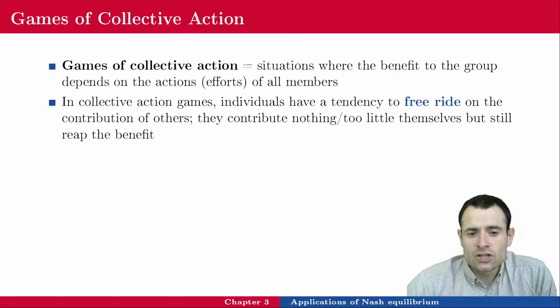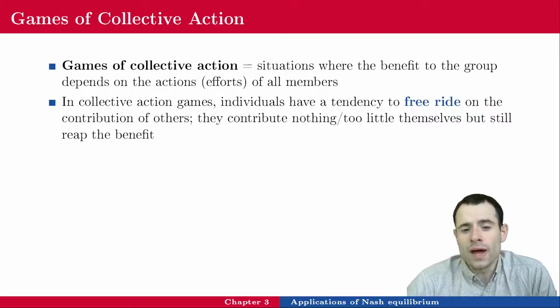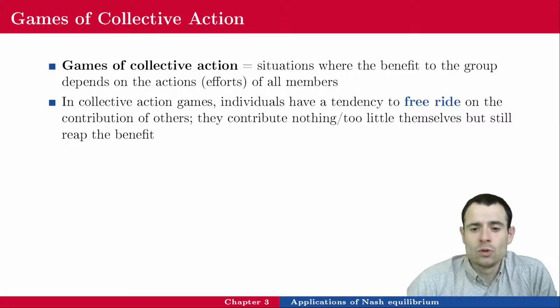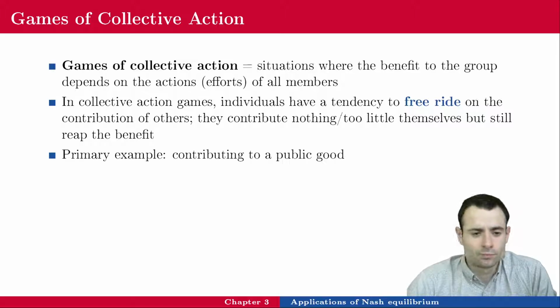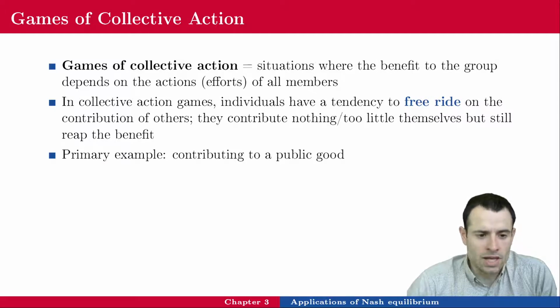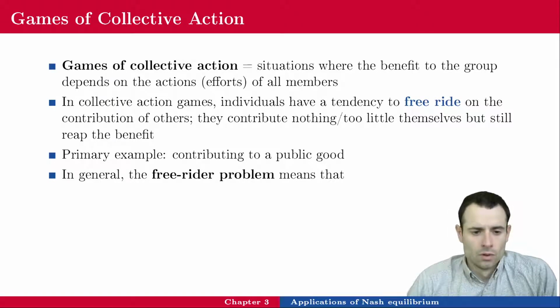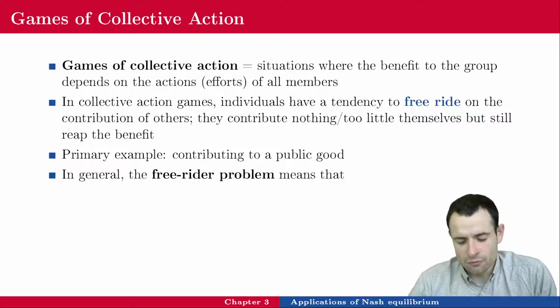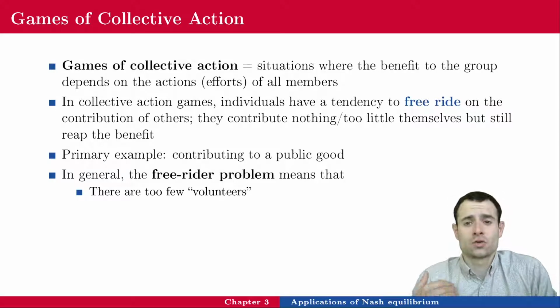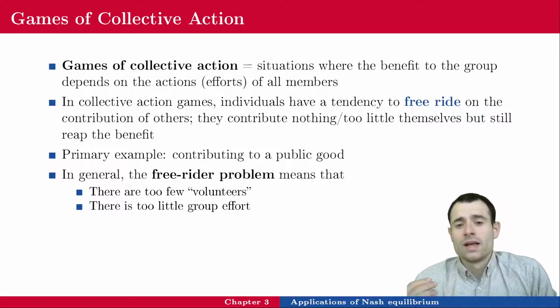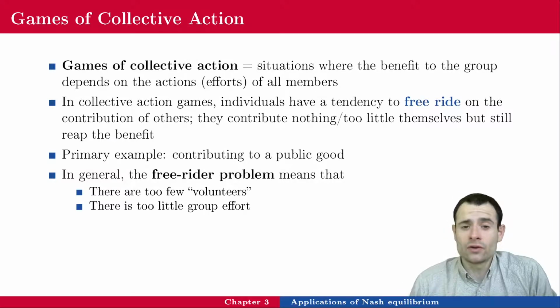In collective action games, individuals have a tendency to free ride on the contribution of others. They contribute nothing or too little themselves, but still reap the benefits. Contributing to a public good is the primary example. In general, this free rider problem means that there are too few volunteers, in the sense that contributions are too low, or the amount of people who agree to contribute is too low. So overall, there will be too little group effort.